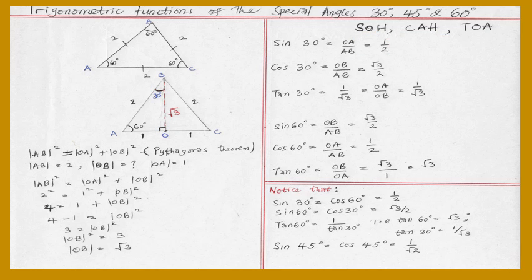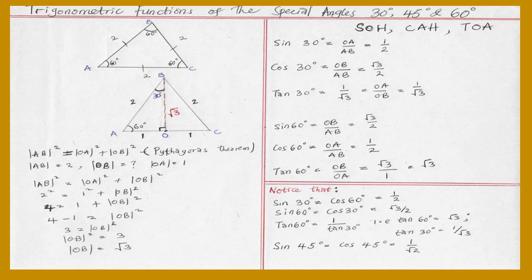Cos 30 is going to be adjacent, which is root 3, over hypotenuse. Remember, cosine function is always adjacent over hypotenuse using the acronym CAH. So cos 30 equals root 3 over 2. How about tan 30? Tan 30, using the acronym TOA, we know that the tangent of our angle is the opposite, and the opposite to angle 30 here is 1. So 1 over the adjacent to angle 30 here, which is root 3, because it's not opposite to it. So tan 30 is 1 divided by root 3.